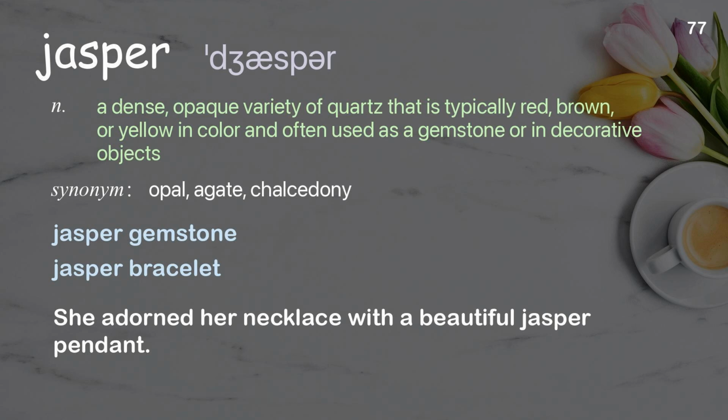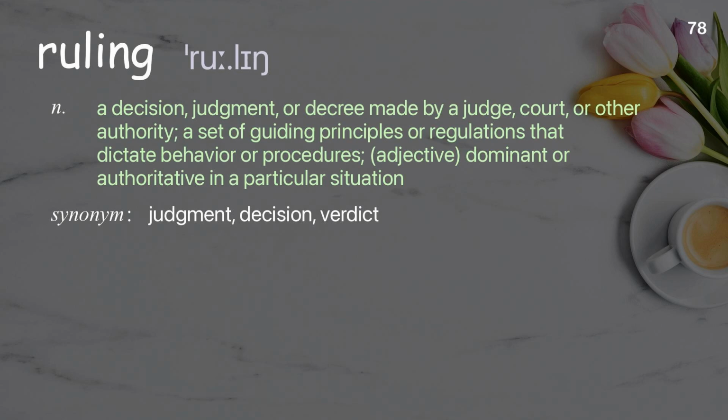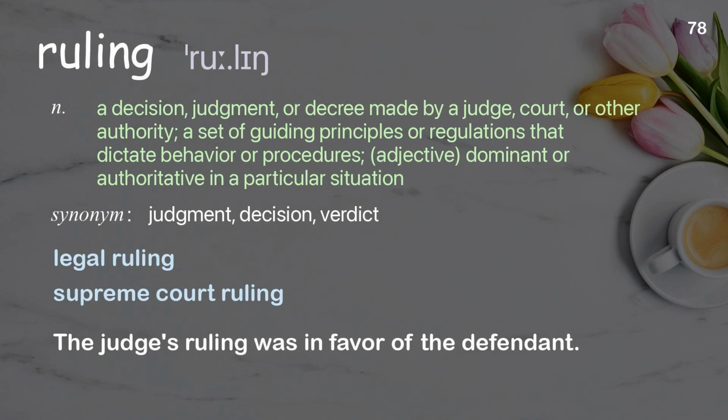Ruling. A decision, judgment, or decree made by a judge, court, or other authority; a set of guiding principles or regulations that dictate behavior or procedures. Adjective: dominant or authoritative in a particular situation. Examples: legal ruling, Supreme Court ruling. The judge's ruling was in favor of the defendant.